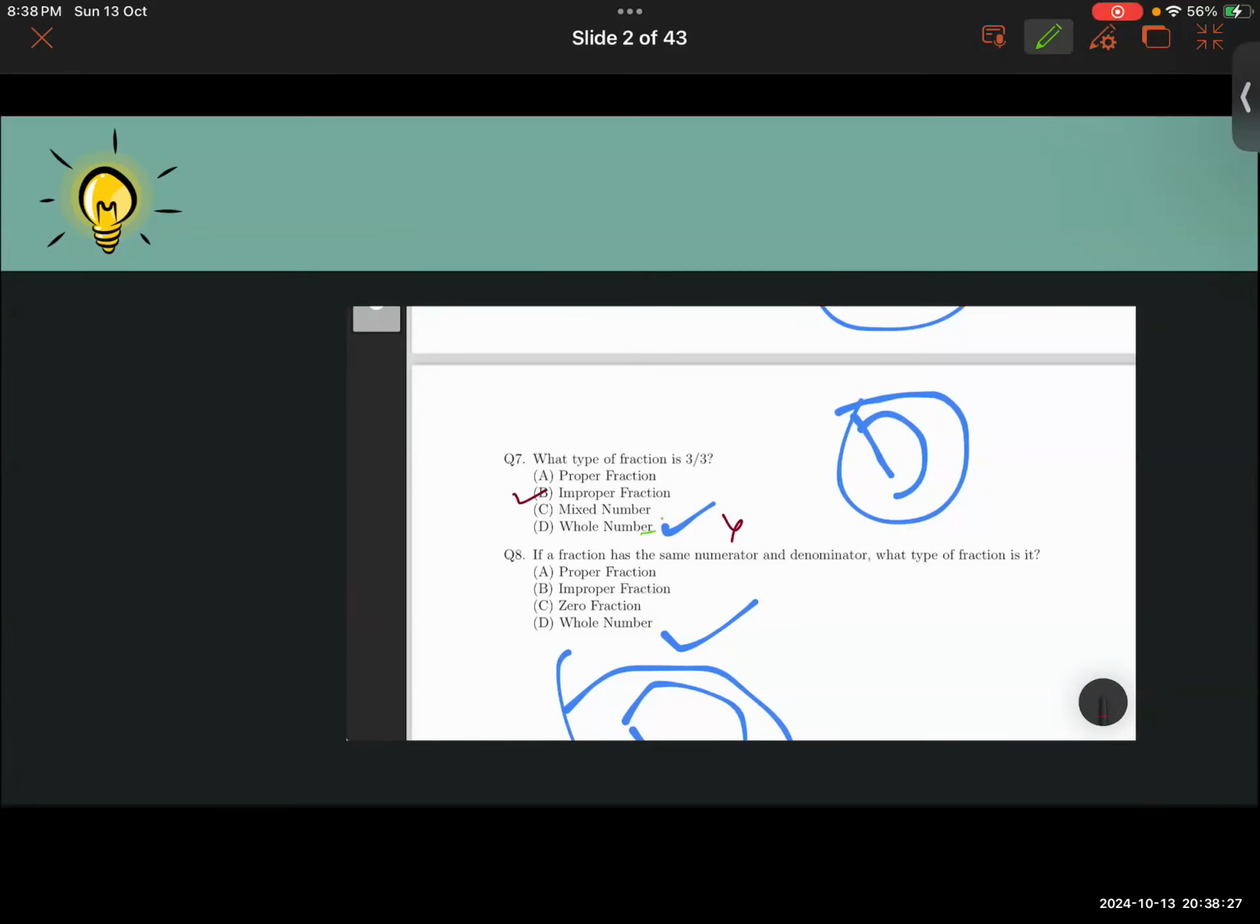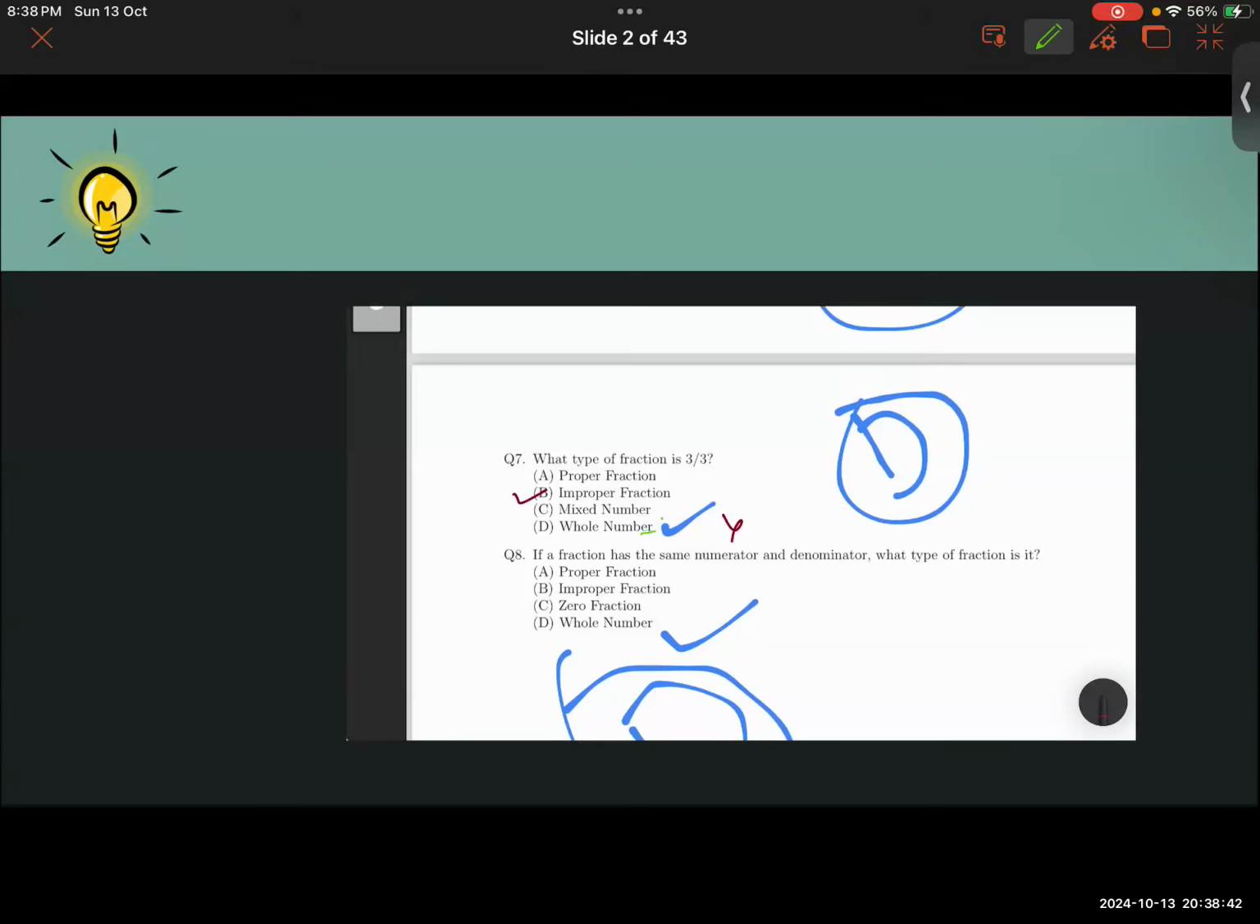Just 1 minute. Also today I won't be able to connect to the other device. There's some power issue at my place, so I won't be able to connect with the camera. Okay, Habib. Yeah, no problem.